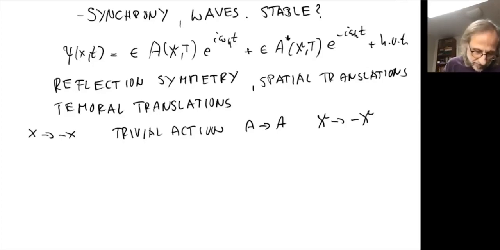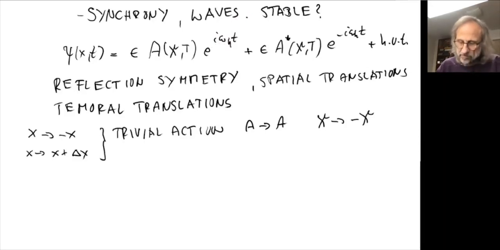Okay. Then we have shifts in space. Well, since x doesn't show up in this exponential here at all, it's the same trivial action, so I can actually combine that together like that. And then we know that the resulting equation must be invariant under x going to x plus delta x. So the coefficients should not depend on the slow variable.